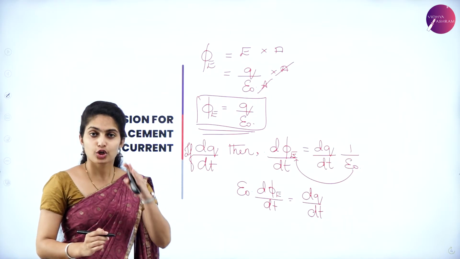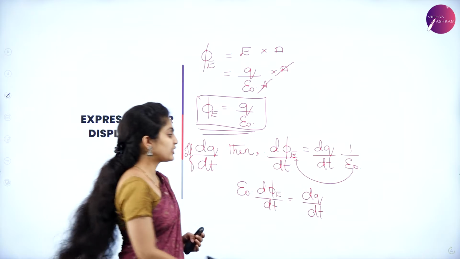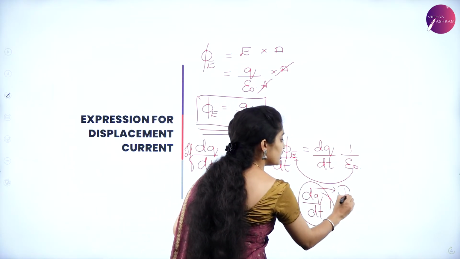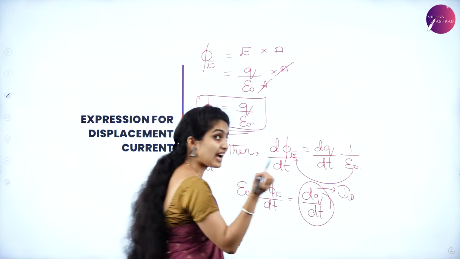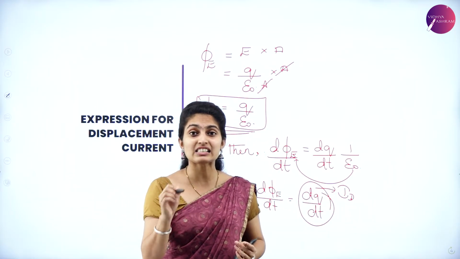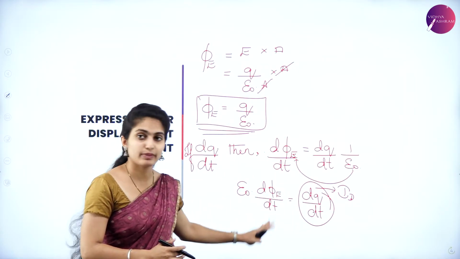Change in charge with respect to time leads to current. So this change in charge with respect to time means it is I. So this can be called as that missing term which was missing, because of which there was inconsistency in the expression, and that is nothing but this displacement current.